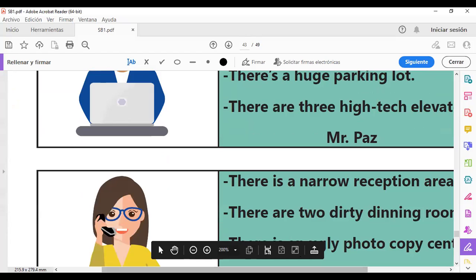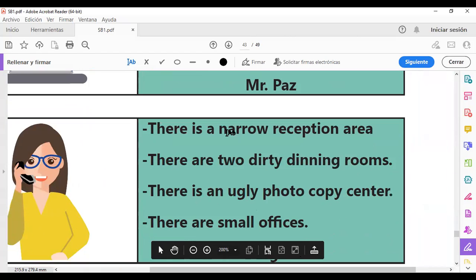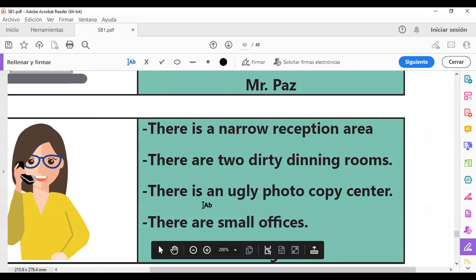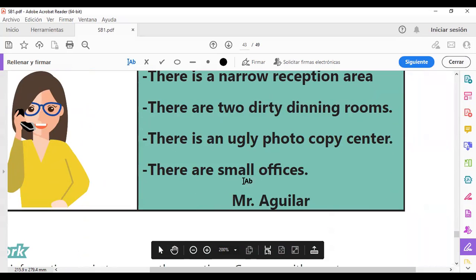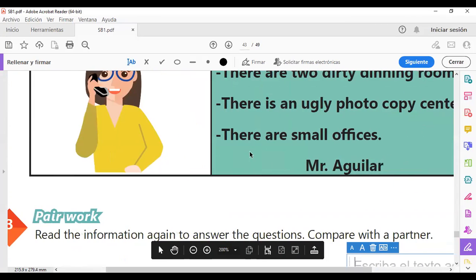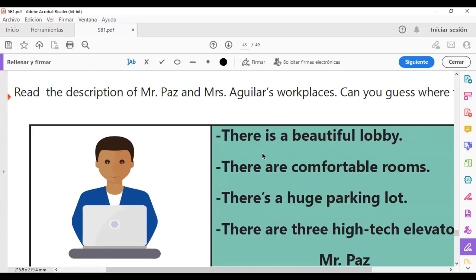Or you can also include new vocabulary such as narrow. There's a narrow reception area. There are two dirty dining rooms and there's an ugly photocopy center. There are small offices. And this is information about Mr. Aguilar. Okay, so you are asked to include some extra information on your presentation.